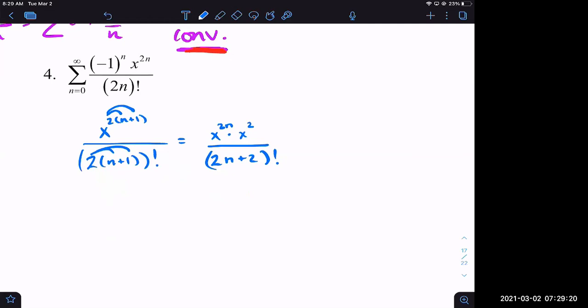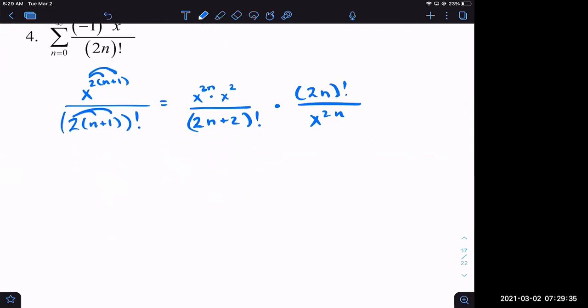I have to divide by the nth term. So I'm going to multiply by the reciprocal of the original. So 2n over x to the 2n. What can we cancel out? Great, the x to the 2n goes. We have to think about how to reduce this factorial. If I were to write those out, what factors would we have left? Very good. On the top or bottom? Bottom. The top would just be left with the x squared. The bottom would have a 2n plus 2, and it would have a 2n plus 1.